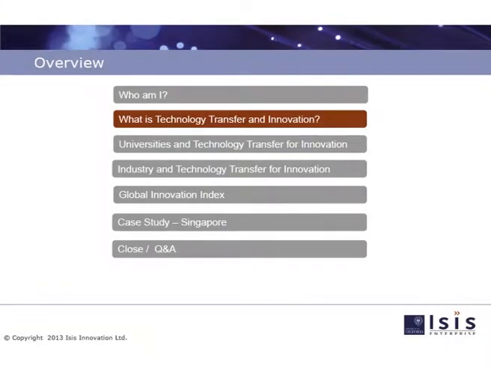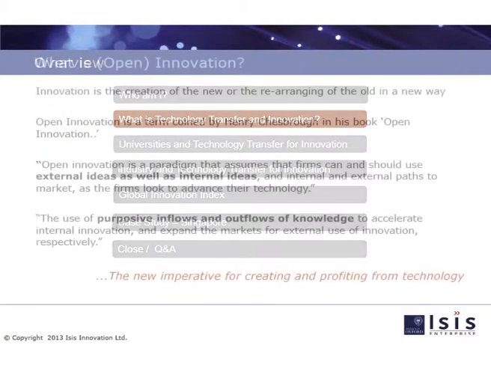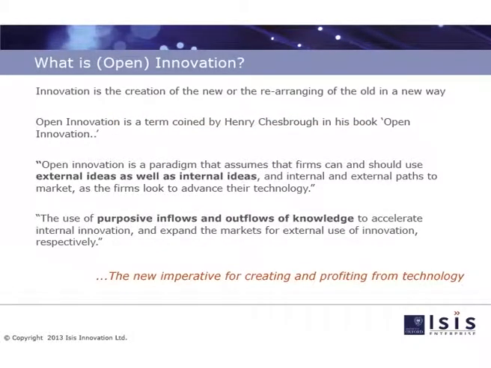What is technology transfer and innovation? Before moving into technology transfer, we'll have a look at what innovation is, how it is defined out there. If you Google innovation or definition for innovation, you'll come across many, many definitions. Some of those definitions are correct, some of them aren't quite correct, some of them are not correct at all. But in its simplest form, innovation is the creation of new or rearranging the old in a new way. That is the simplest definition. It may be right, it may be wrong, but it's in the ballpark.